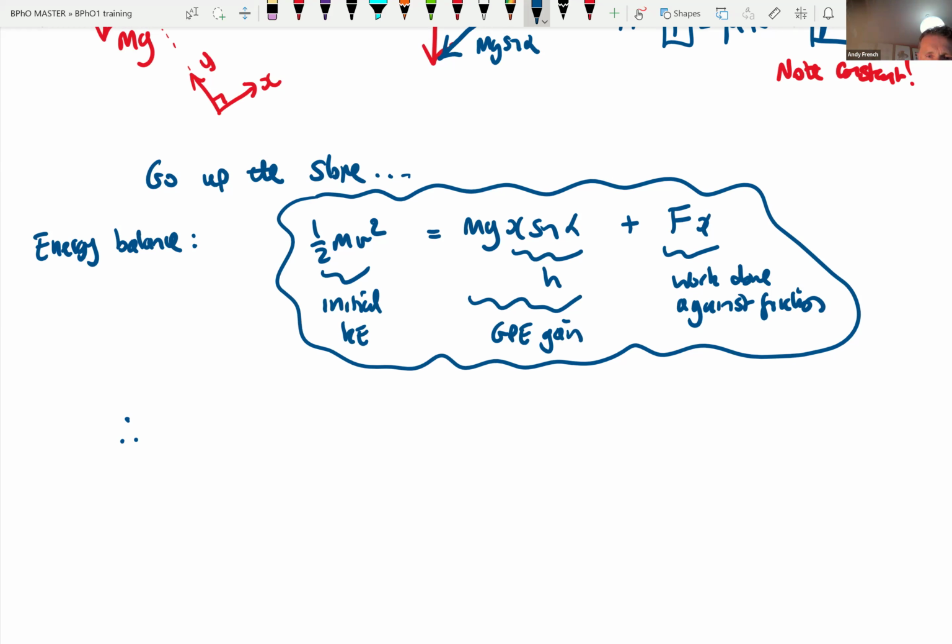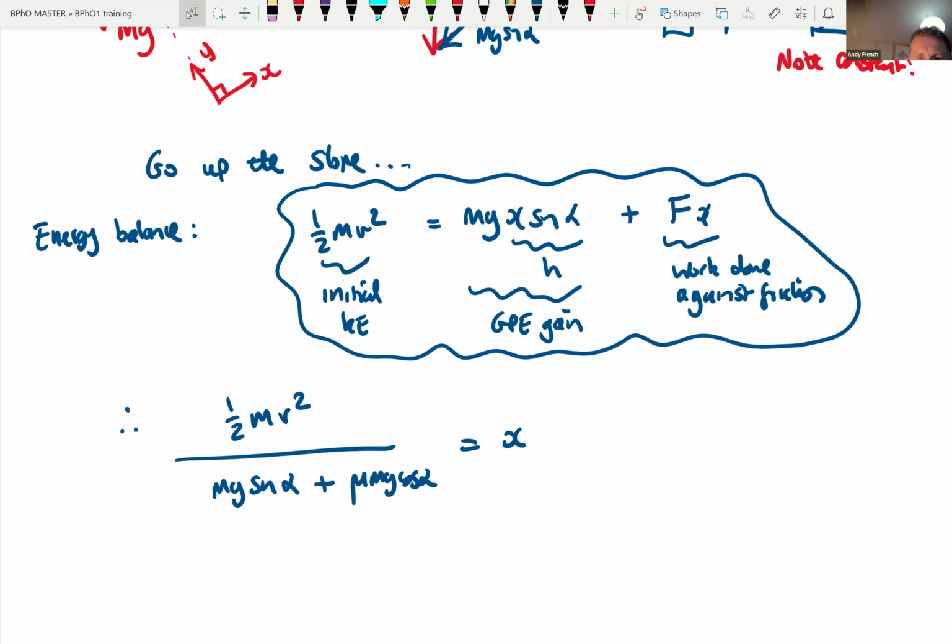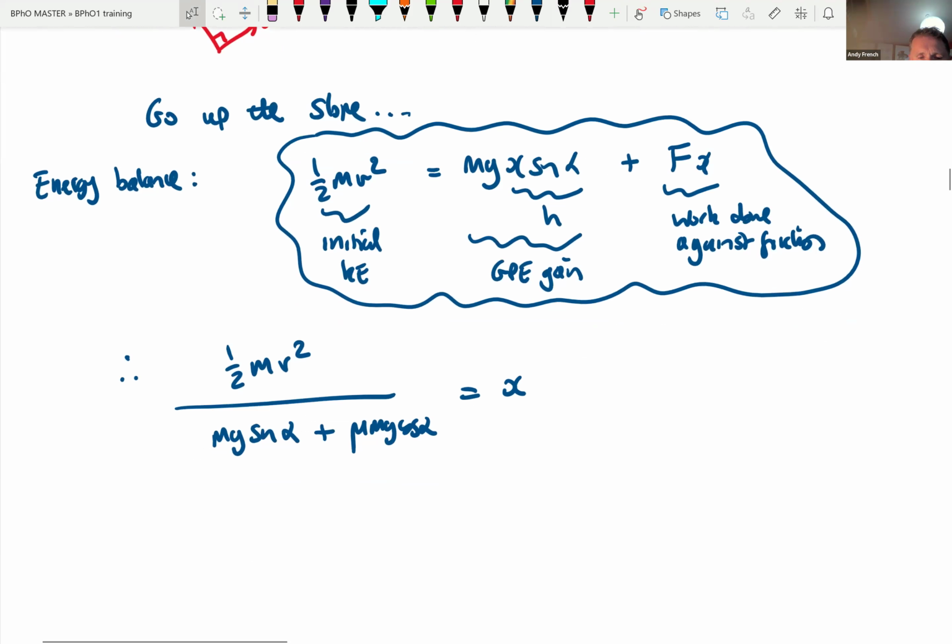So let's just factor out x on the other side. So we've got a half mv squared, and we're going to divide that by, if I factorize everything out, mg sine alpha, and then plus F, and F is mu mg cos alpha. And that is going to be x. All right, so I factored out x from this expression and divided. Now, you'll notice that the mass now cancels. Hooray, right, because we're not told what that is. Fantastic. And there we are.